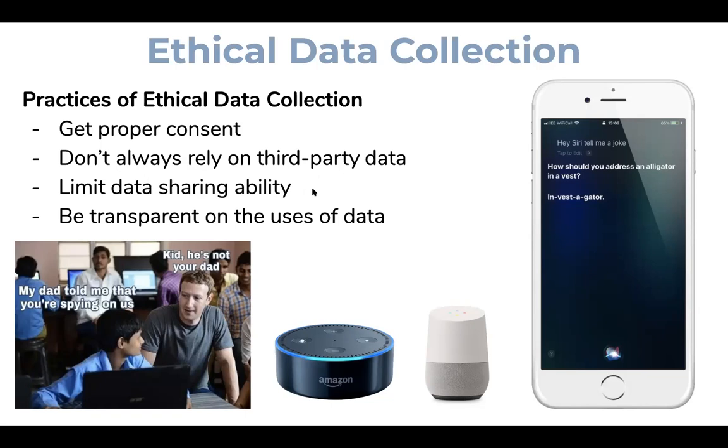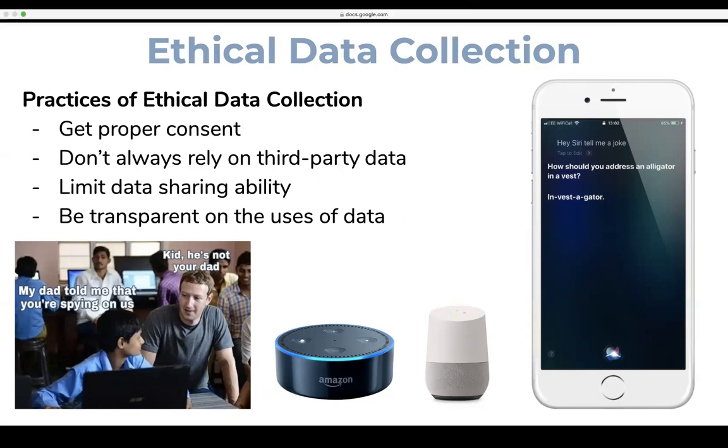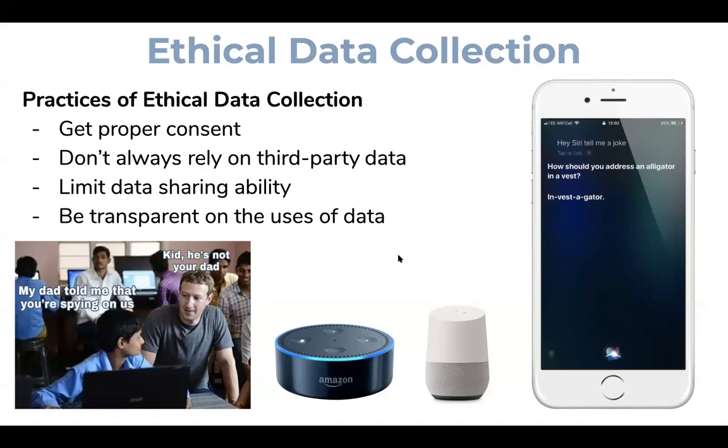Limit your data sharing ability. You don't want different applications to be able to just share data too easily. This is actually the main point where Facebook messed up. Their applications were communicating and sharing user data where it shouldn't have been. And then the last point is to try and be transparent on the uses of the data. So make sure your user knows how exactly their information is being used and what it's being used for. Those are some main key points about ethical data collection.